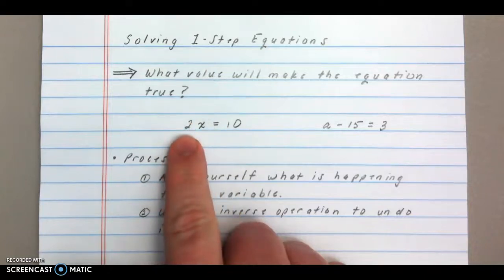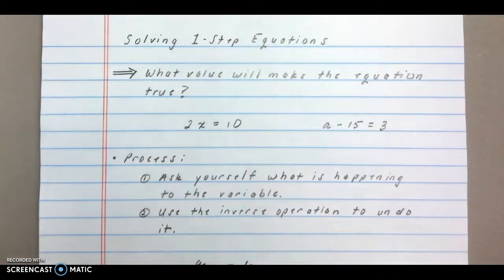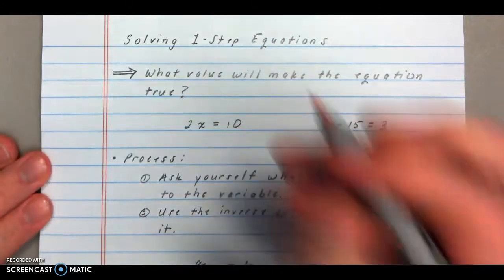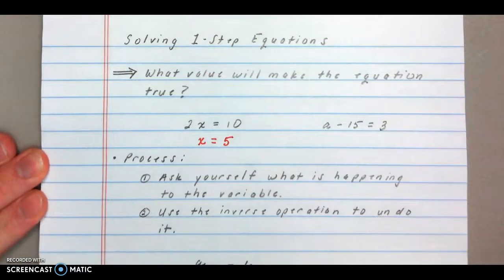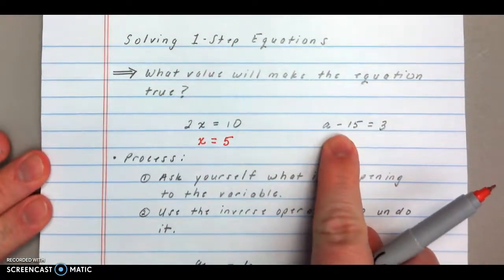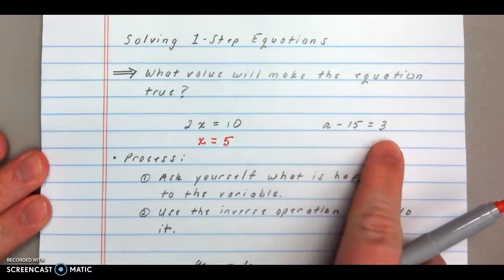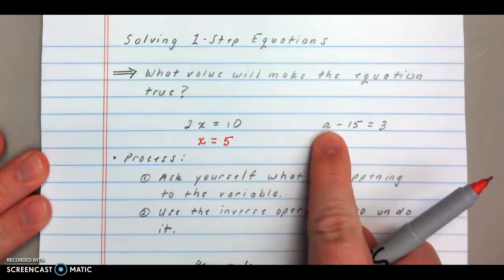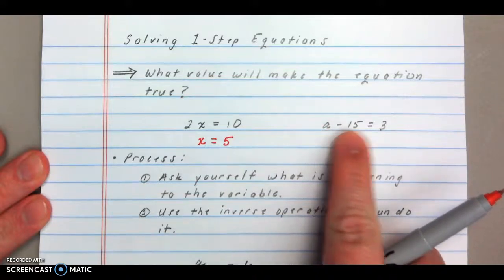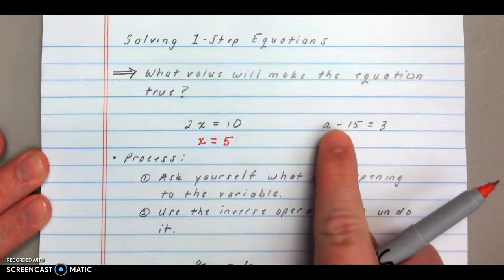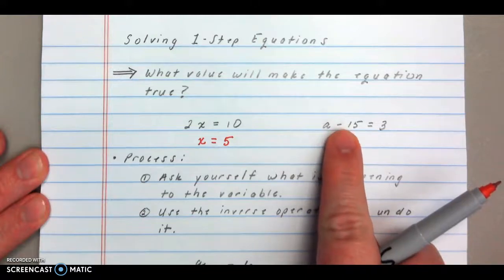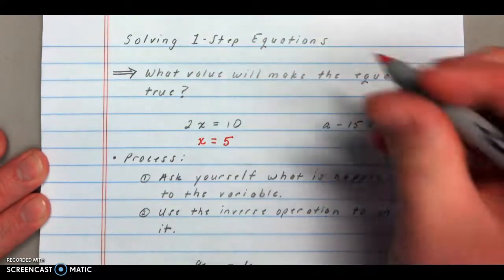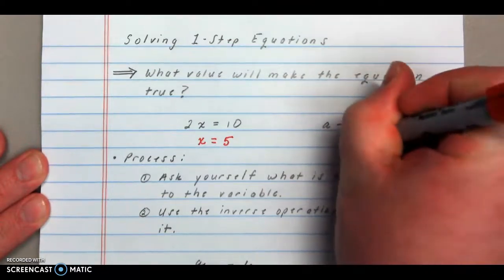Well, looking at this, I'm hoping that in your mind you can think 2 times 5 equals 10. So what we could say here is that our variable x really is 5. Now on this question over here on the right side, we have a minus 15 equals 3. What this means is what value minus 15 will equal 3? Well, if you think about it, we need to figure out a number that when we move to the left on the number line 15 spots, we end up at 3. Well, that should be 18. So we can say a is equal to 18.